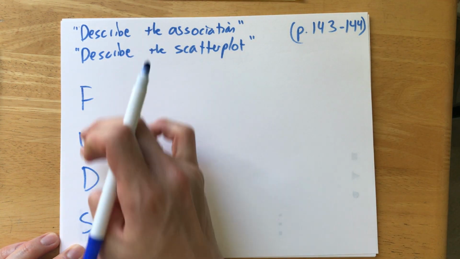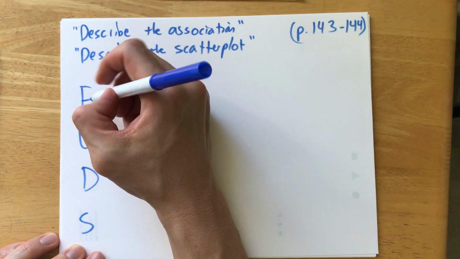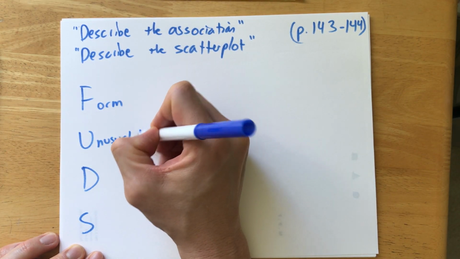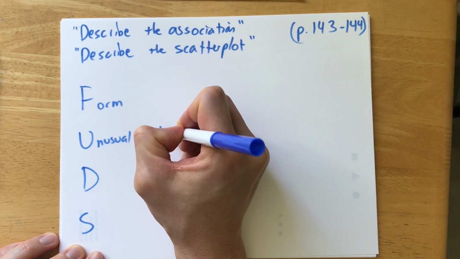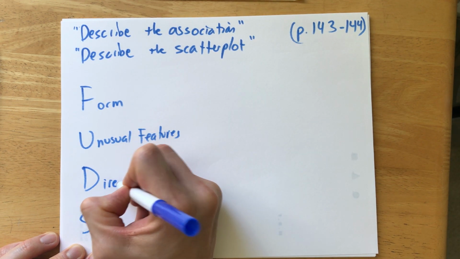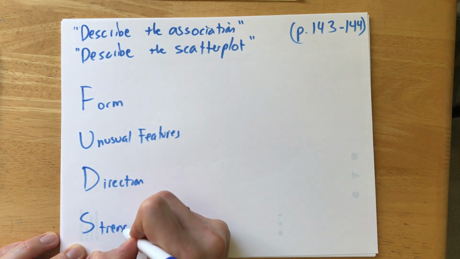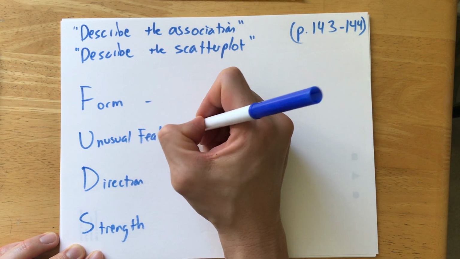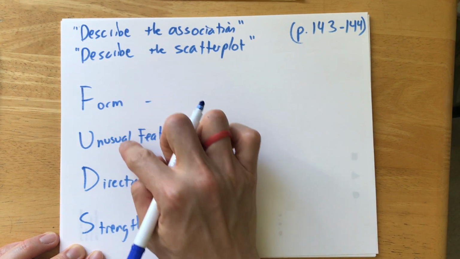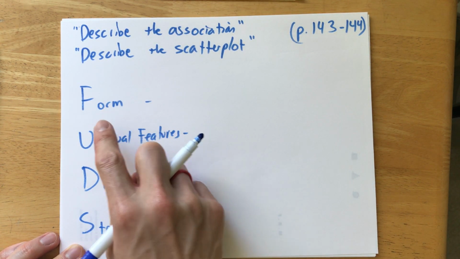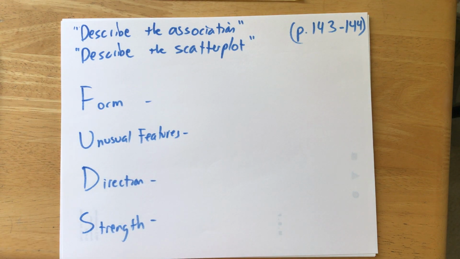No specific order that you need to talk about this. Form, unusual features, just like last unit, direction, and then strength. Okay. Just like with CUSS, you have to write these words out. Don't assume that the AP grader knows what FUDs is. They might laugh at you, actually. And the CUSS, you might offend them if you say CUSS.